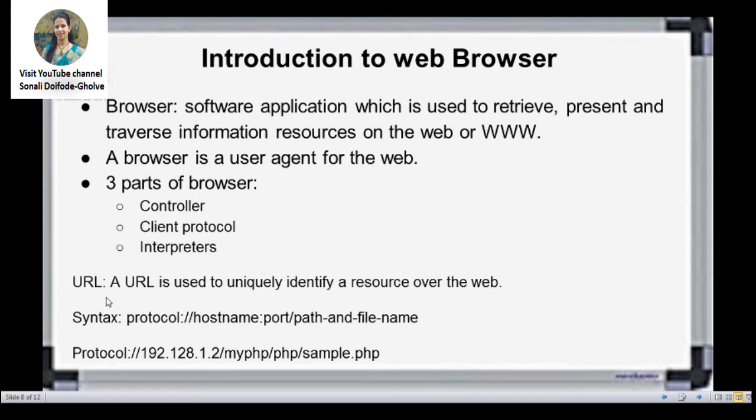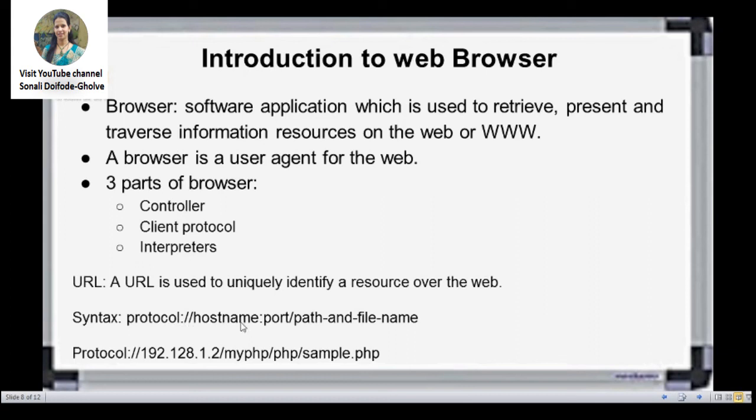We are using the URL every time. URL means Uniform Resource Locator. Actually, it gives the unique address of the web, meaning each and every website has a different URL. The syntax of a URL starts with the protocol. Protocol means the application-level protocol that is used by the client.